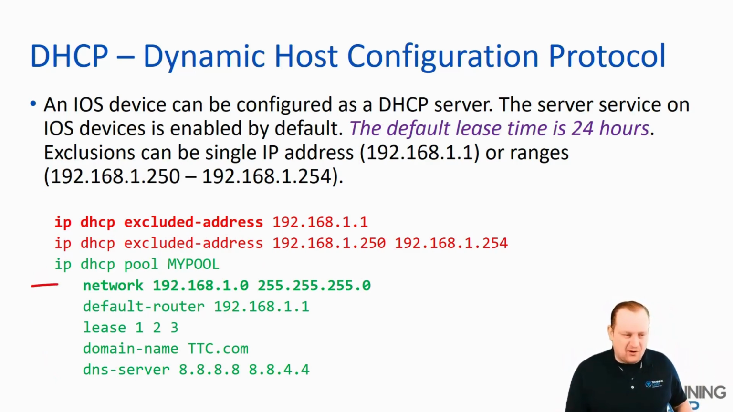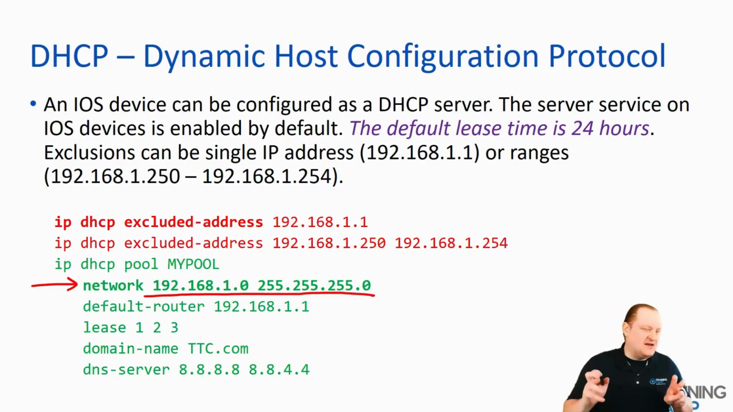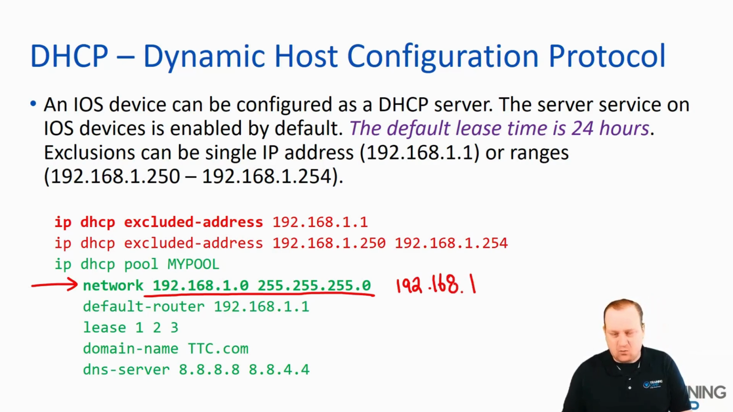Now comes the fun part. First, we're going to tell them what range of addresses they should be handing out, or what network they're going to be governing, what network they're in charge of. And in this case, that's 192.168.1.0 with a 255.255.255.0 mask. You might also interpret this as 192.168.1.0/24.